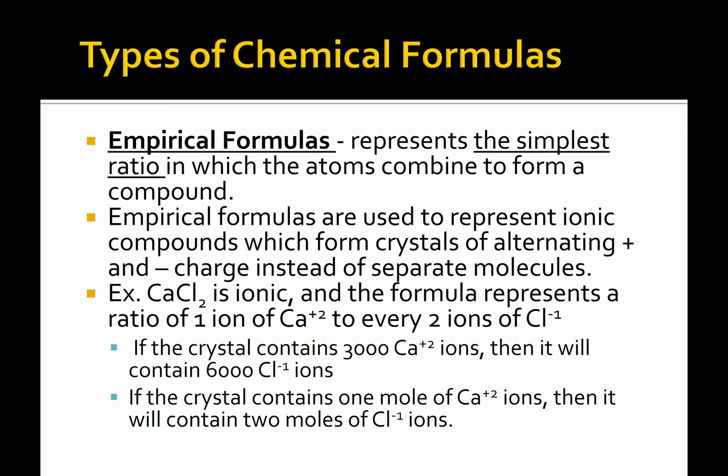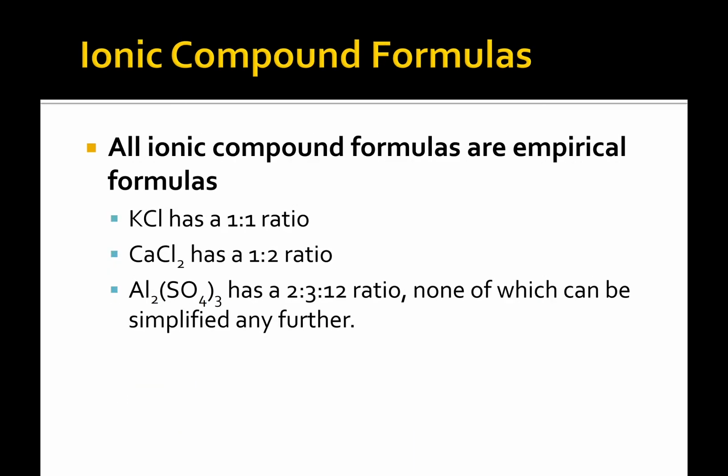We can apply that not only to a number, but with moles. So if the crystal contains 1 mole of calcium ions, then it's also going to contain 2 moles of chlorine ions. So any ionic compound is going to be an empirical form. Potassium chloride is a 1-to-1 ratio, calcium chloride is a 1-to-2 ratio. Aluminum sulfate is a 2 to 3 to 12 ratio if we consider aluminum to sulfur to oxygen, none of which can be simplified any further. We can't break down that compound into simplest forms any further.